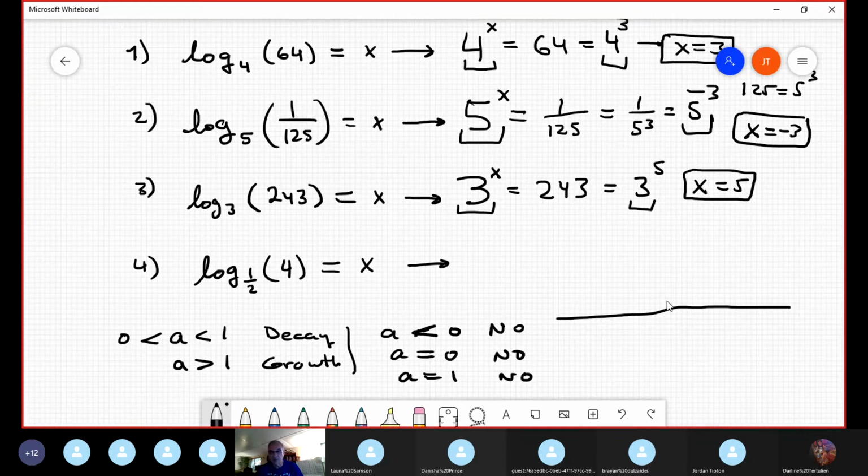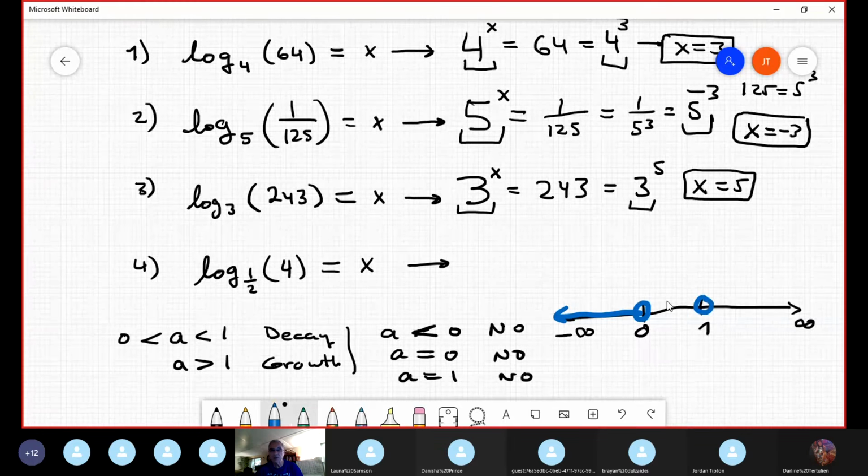In the real line, this is infinity positive, this is infinity negative. 0, no. 1, no. Negative, no. So the part that is no, I put in blue color. But in green color, yes. Green color, yes. And green color, yes.